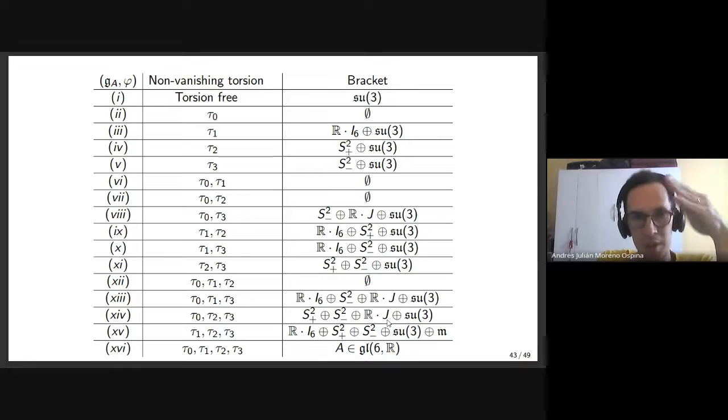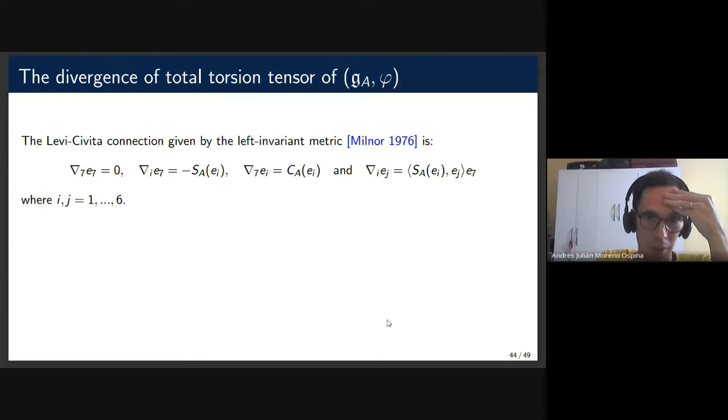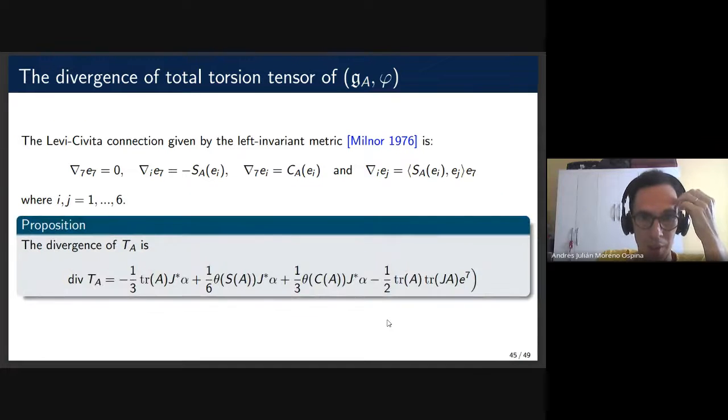So using these expressions, we found what kind of G2 structures admit divergence-free torsion tensor. Basically, we compute the divergence of the total torsion tensor using the Levi-Civita connection induced by the left invariant metric, and we obtain this expression.